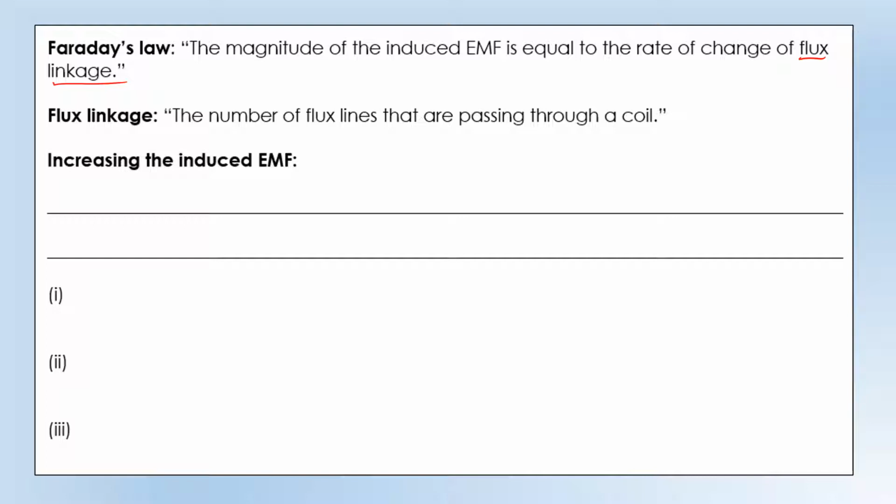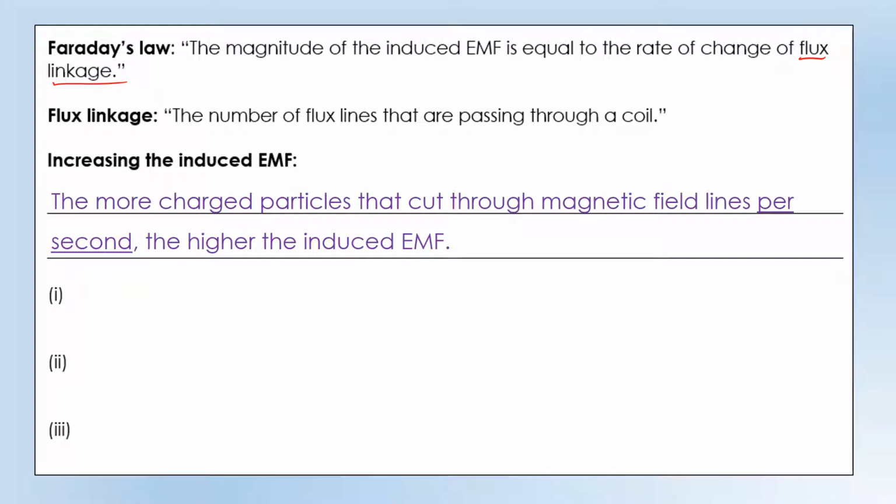So what is this law really saying? It really says that the more charged particles that cut through magnetic field lines per second, the higher the induced EMF. So where does this per second come from? Well, you'll notice in here it's got this word rate. Rate means per second. So essentially, the more charged particles that can cut through magnetic field lines per second, the bigger the EMF we're going to induce. And that's what we need to know at this level.